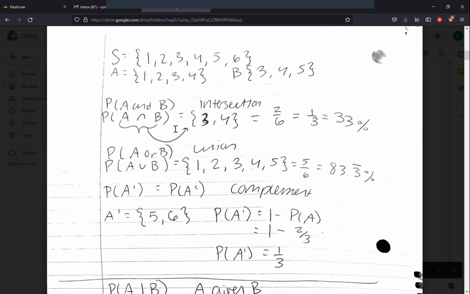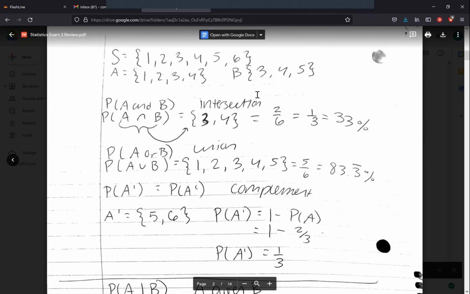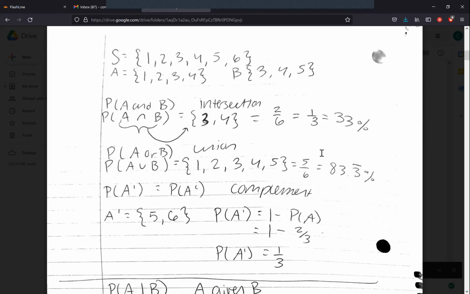So this is going to be the commonalities, the shared values of A and B. And so if you compare the sets A and B, you see that they both have a 3 and a 4. So that would be the set for A and B. So the probability of that is 2 out of 6, because we have 6 different numbers in the sample space. So you have a 33% chance of this occurring.